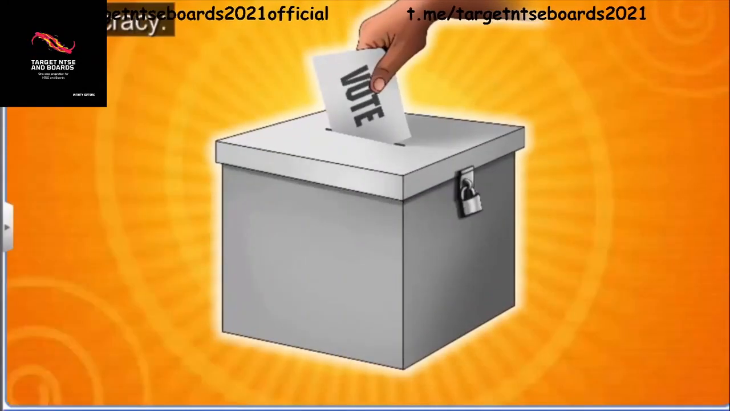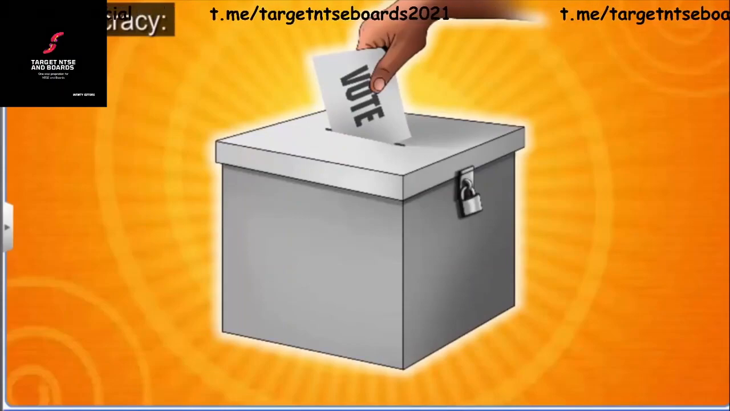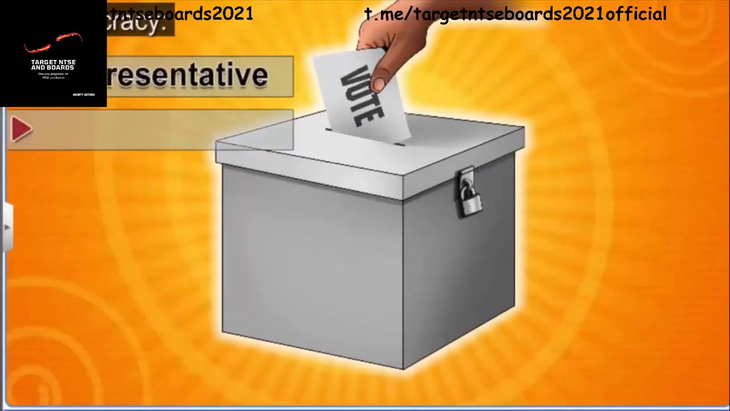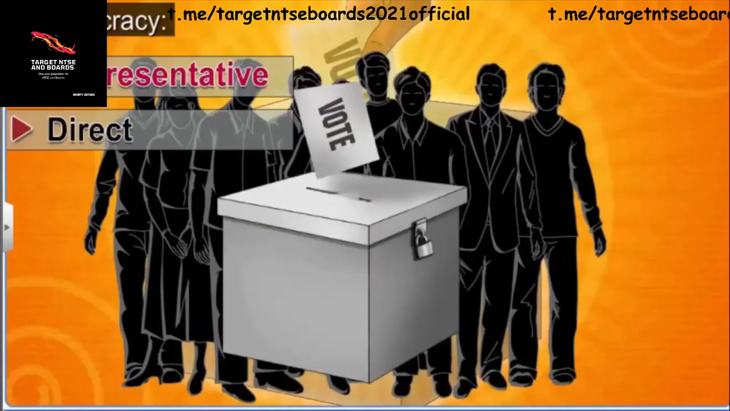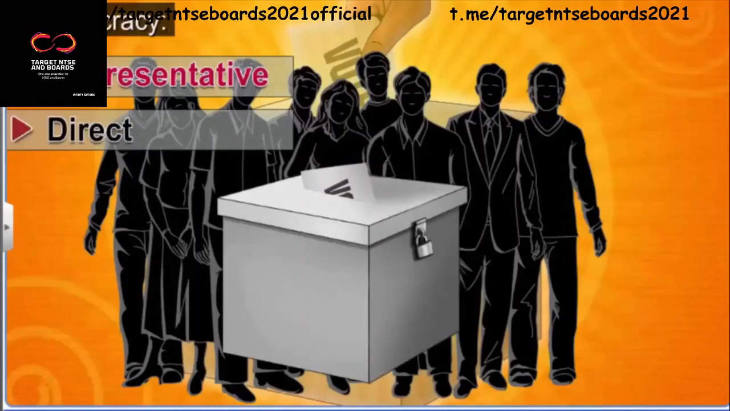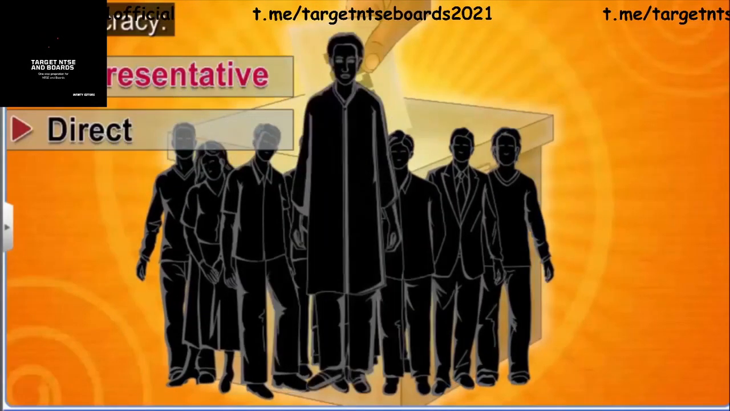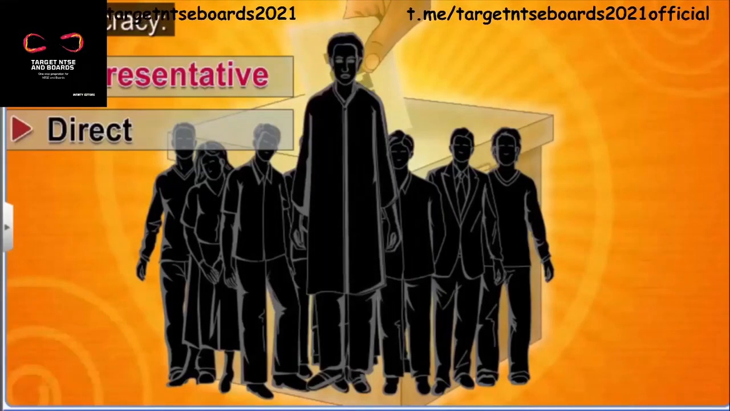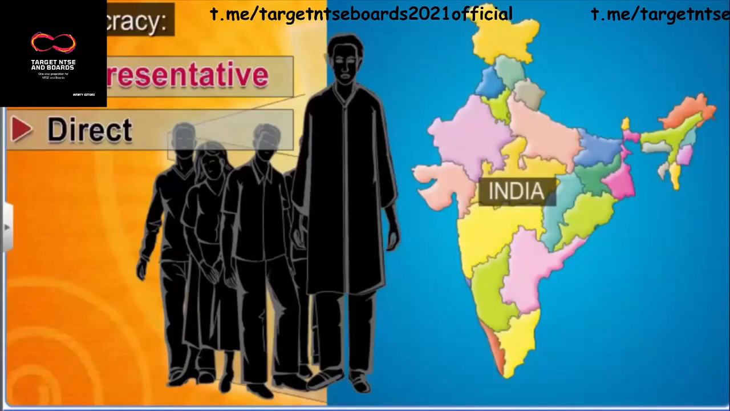Democracy can be of several types. However, the two main types of democracies are representative democracy and direct democracy. In representative democracy, the people elect individuals to represent them. These representatives are given the authority to rule the country. India is a representative democracy.